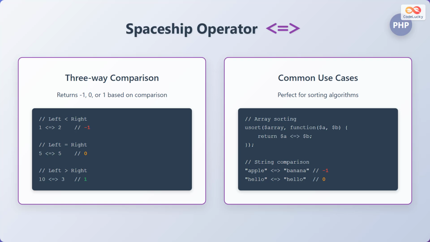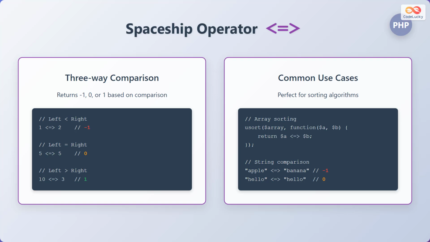Finally, let's explore the spaceship operator. The spaceship operator performs a three-way comparison, introduced in PHP 7. It returns -1 if the left operand is less than the right operand, 0 if they are equal, and 1 if the left operand is greater than the right operand. This operator is very useful in sorting algorithms.